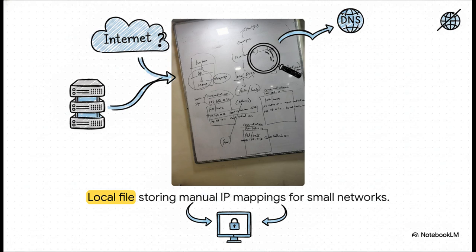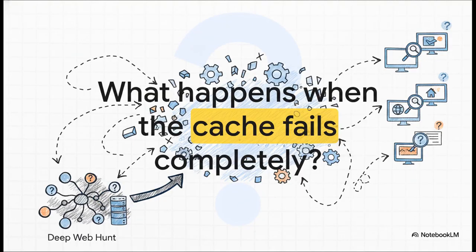Now, obviously, giant tech companies don't rely on this. Manually updating a text file for billions of users just isn't going to scale. But small local networks and developers, they'll actually use this manual text file all the time to map out IP addresses for internal resources or testing environments. It lets them completely override the public internet. Pretty cool, right? Okay, so the fast lane is incredibly efficient.